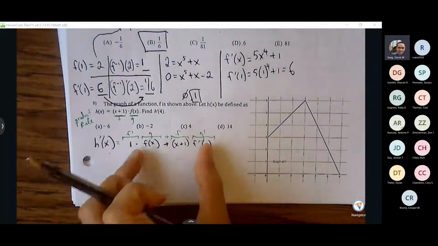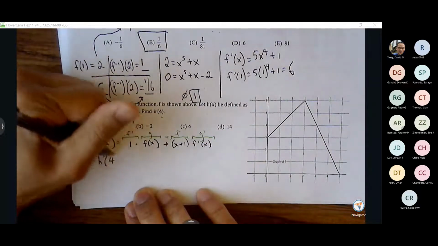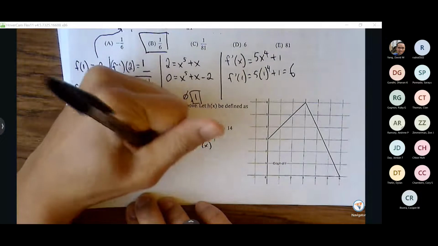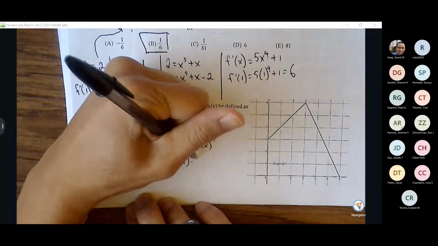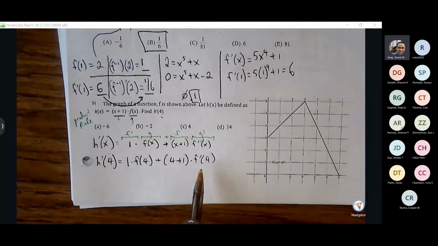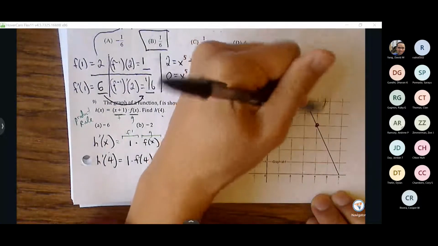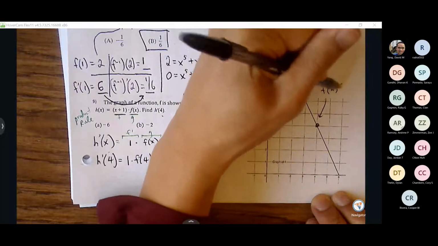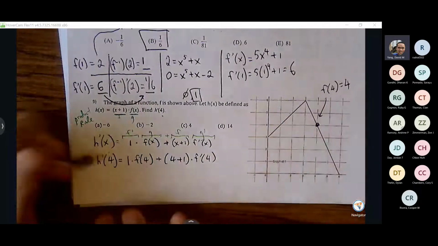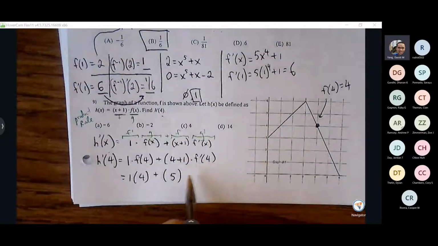All right, so now that we have our derivative equation built, we can take our next step, find h prime of 4. Replace every x with 4. So f of 4, we're going to rely on the graph here, and also we can rely on the graph for f prime of 4. f of 4 is just the y value at 4. So the y value at 4 is 4. That's my y value. Okay, 4 plus 1 is 5.